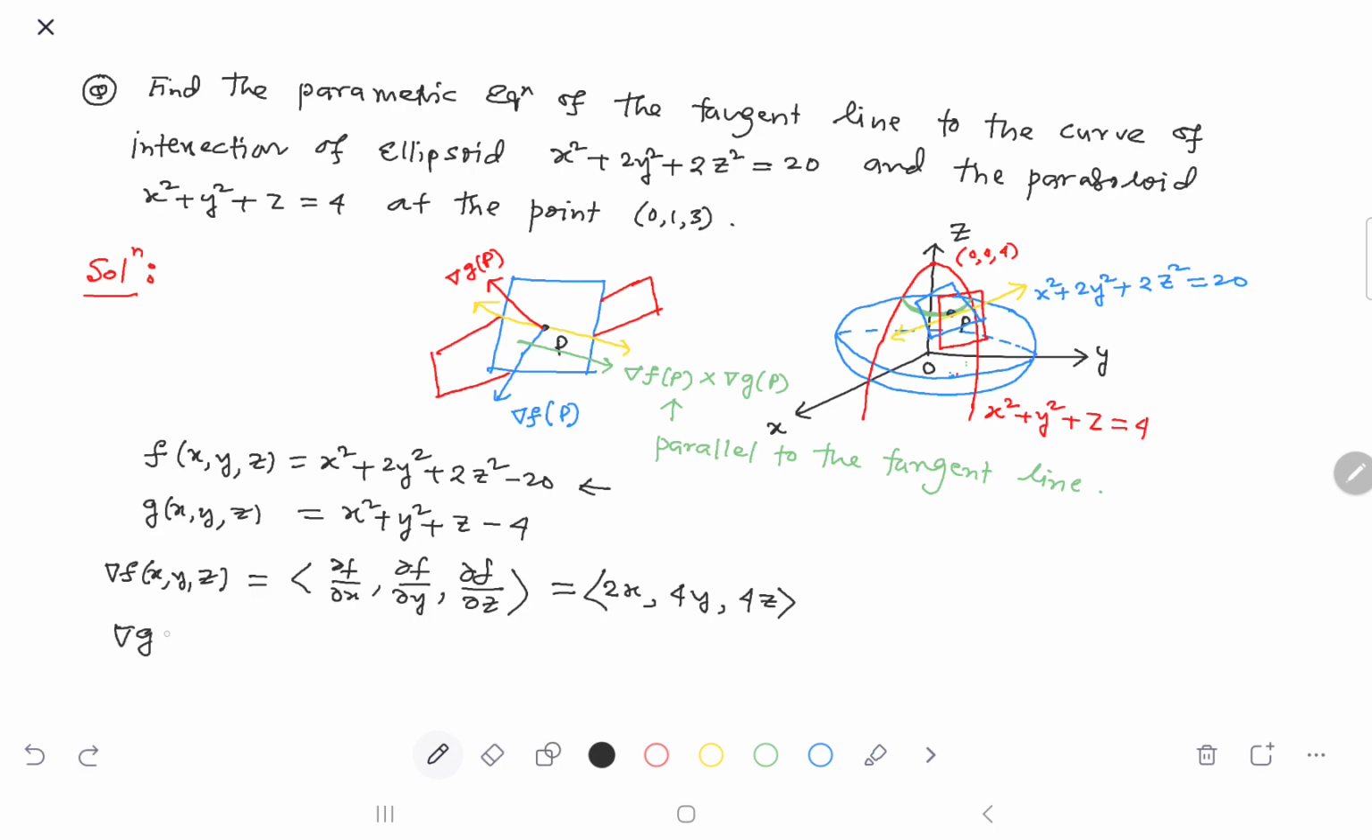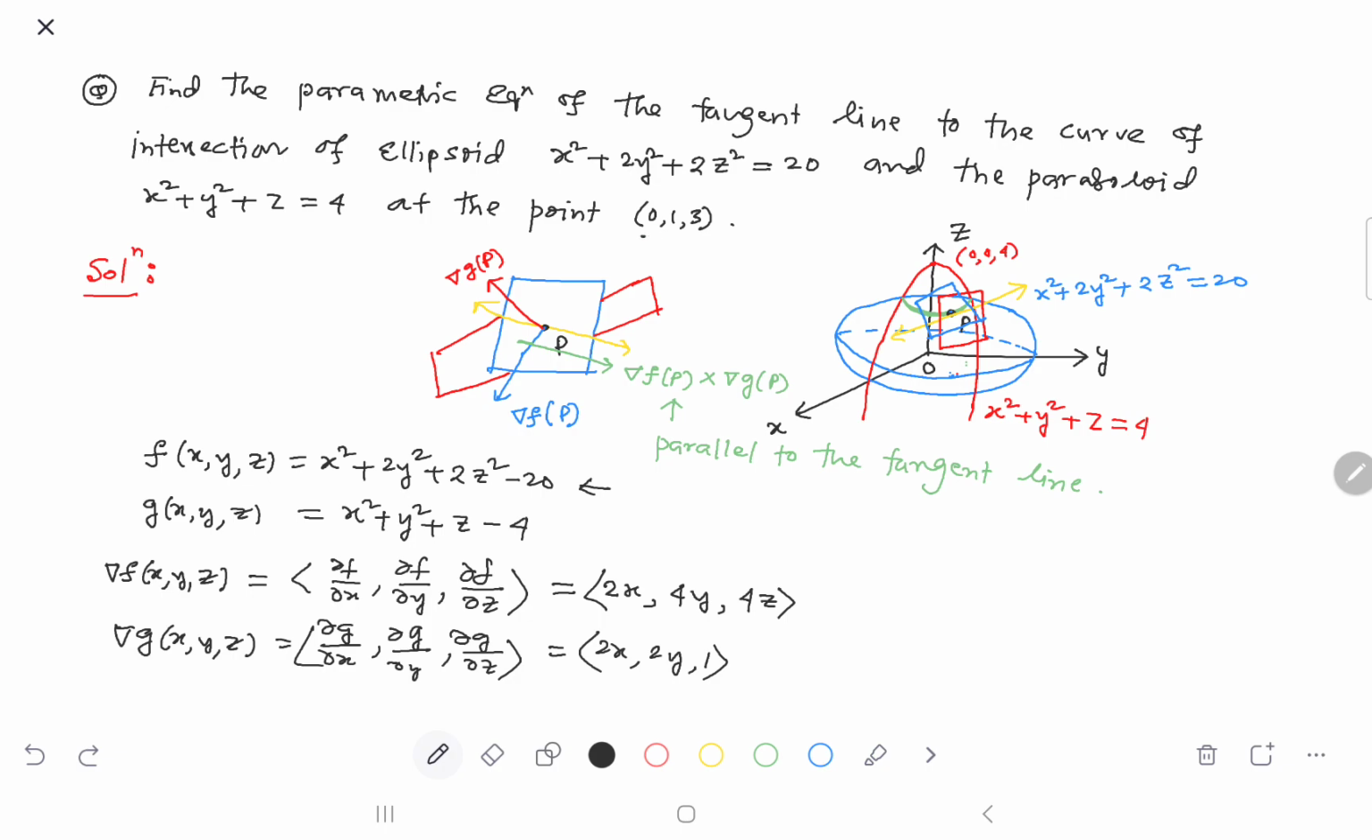What is the gradient of g function? Similarly do it. You have the formula for g. Tell me what is del g del x? 2x, then 2y, then 1. Very good. 2x, 2y, then 1. Now calculate at the point.